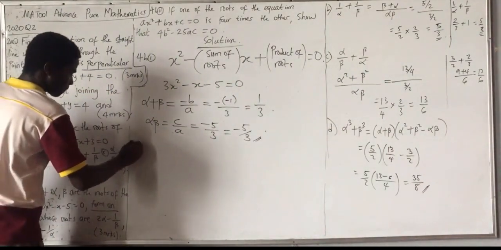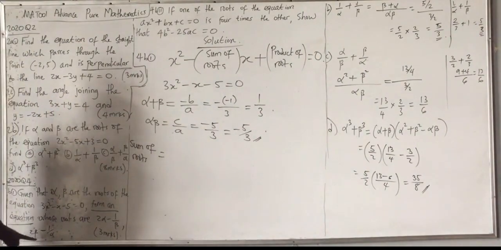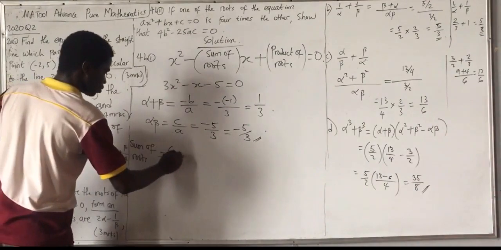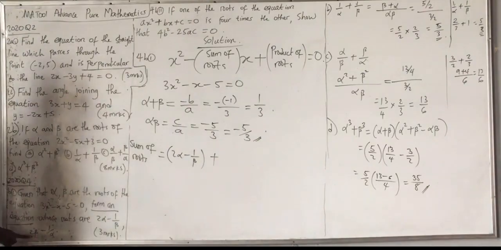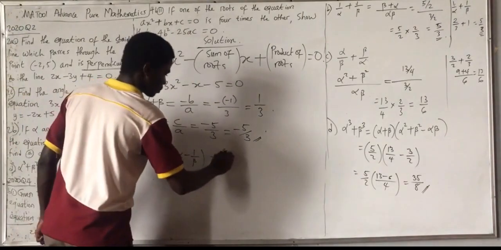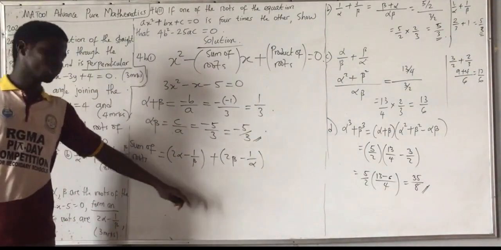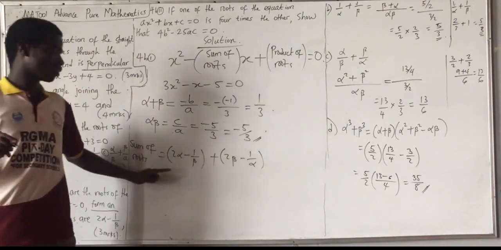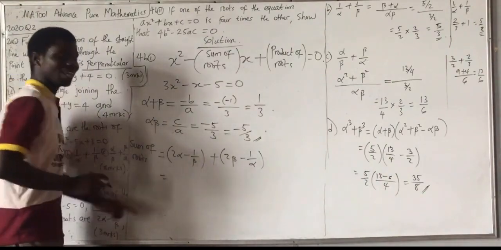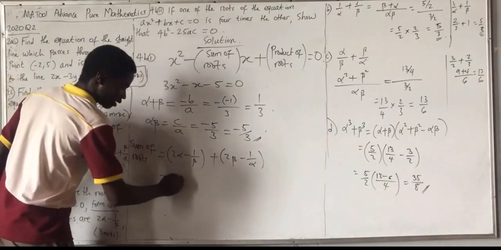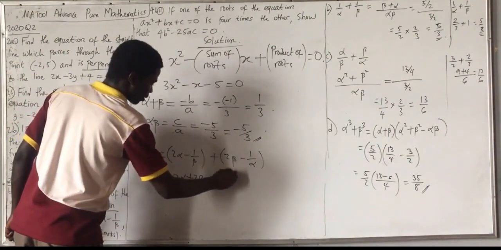Sum of roots. What is the sum of roots? The first root is 2 alpha minus 1 over beta, plus the second root, 2 beta minus 1 over alpha. That's the sum of roots, means add the roots together. This is the first root, this is the second root. Add it together. So open the bracket: 2 alpha plus 2 beta, then you are left with minus 1 over beta, minus 1 over alpha.